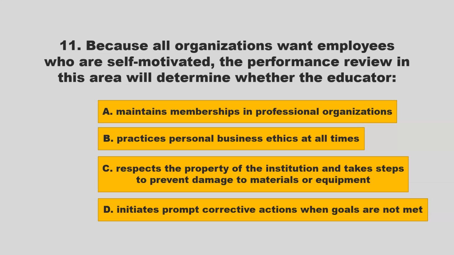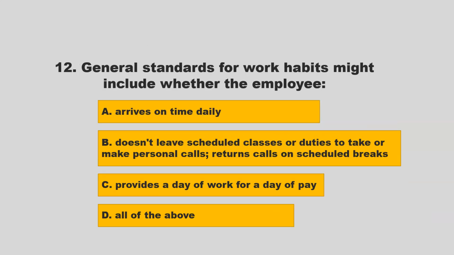The performance review in this area will determine whether the educator maintains memberships in professional organizations, practices personal business ethics at all times, respects the property of the institution and takes steps to prevent damage to materials or equipment, initiates prompt corrective actions when goals are not met. If you chose A, you are correct.